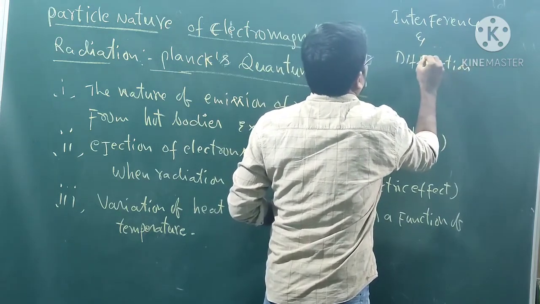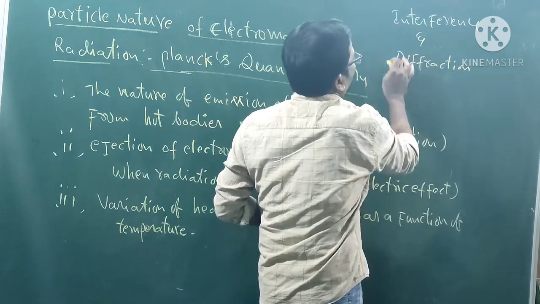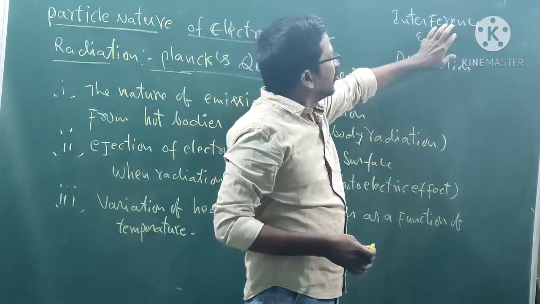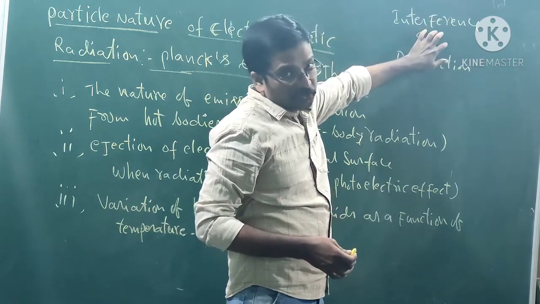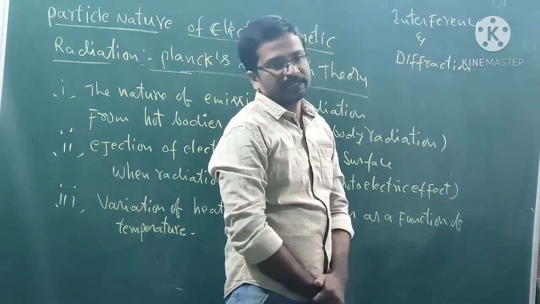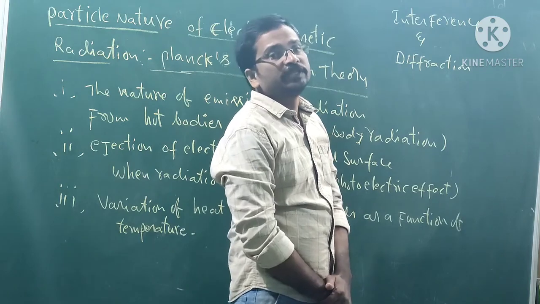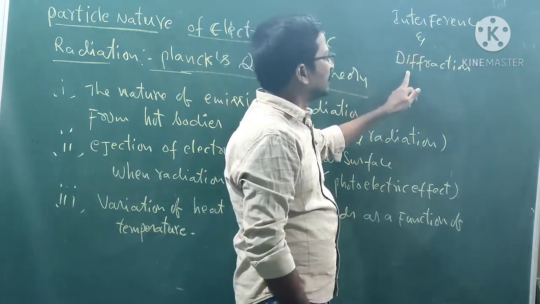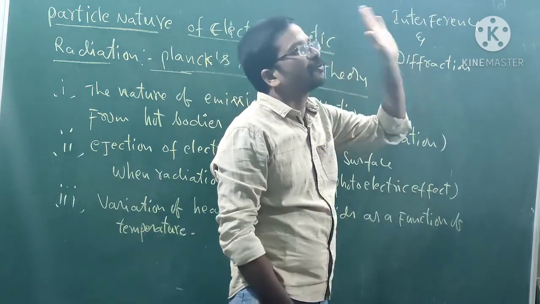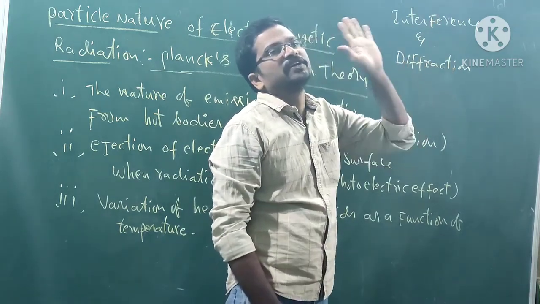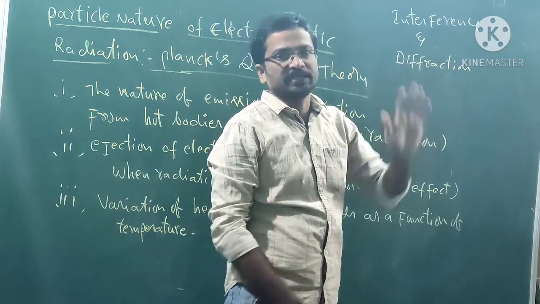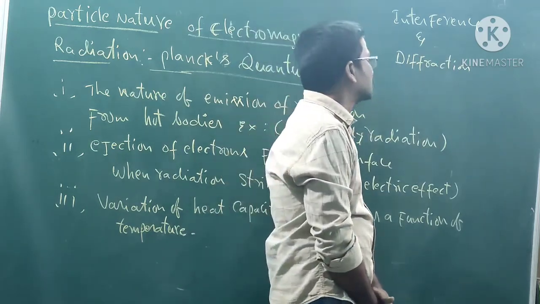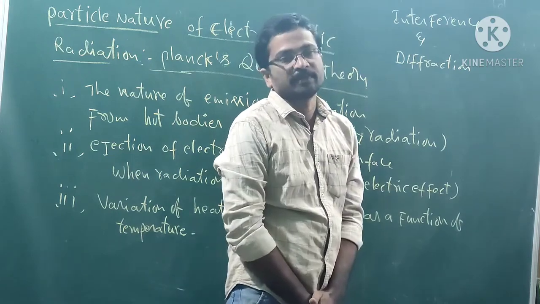Because of these two properties, electromagnetic radiation can show interference and diffraction. So if any radiation shows interference and diffraction, then that electromagnetic radiation has wave-like properties. Then we call it that electromagnetic radiation has wave nature properties.